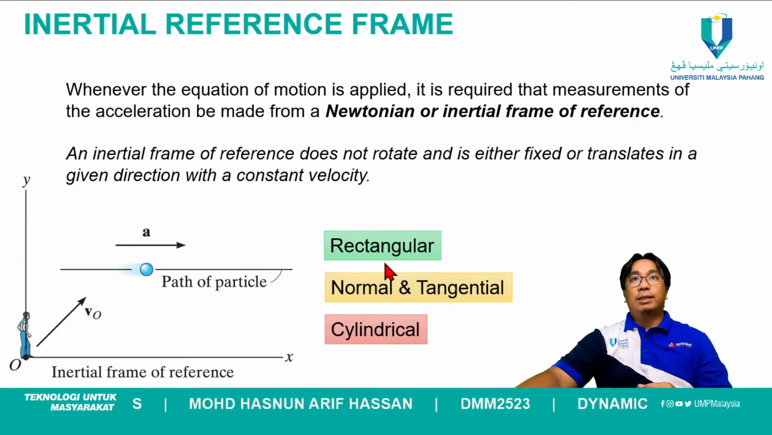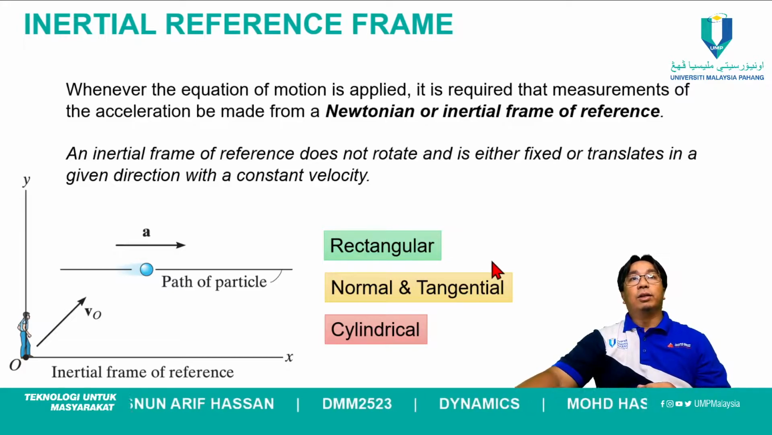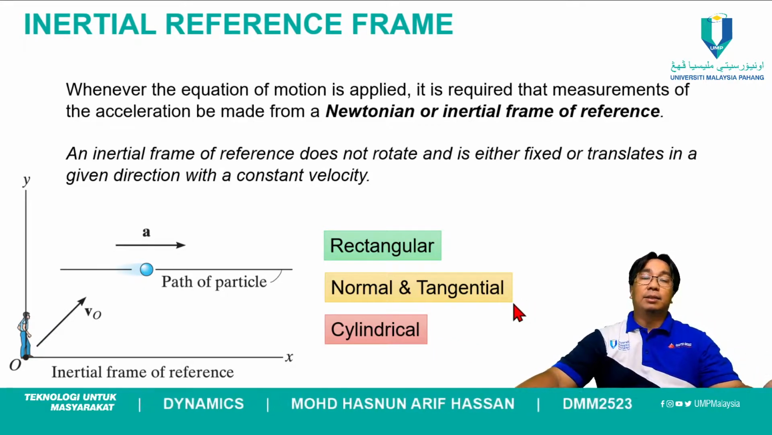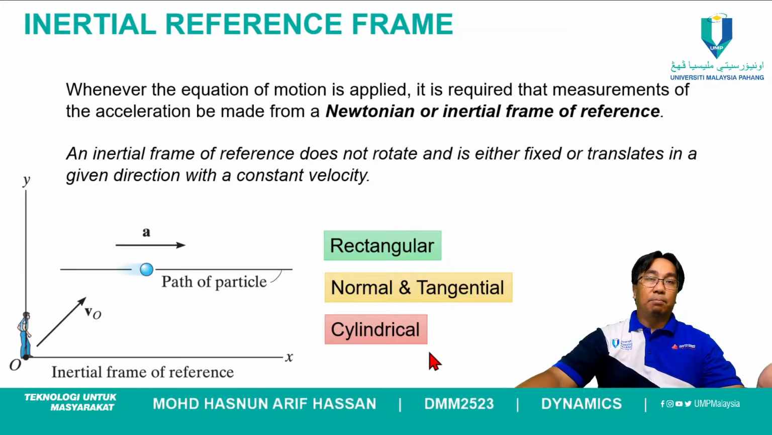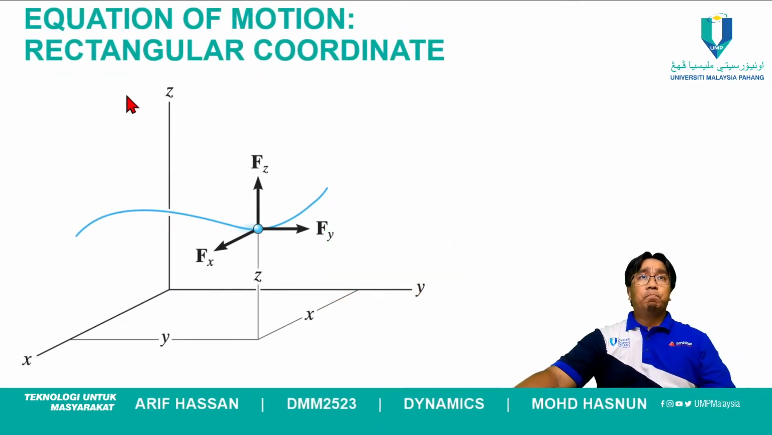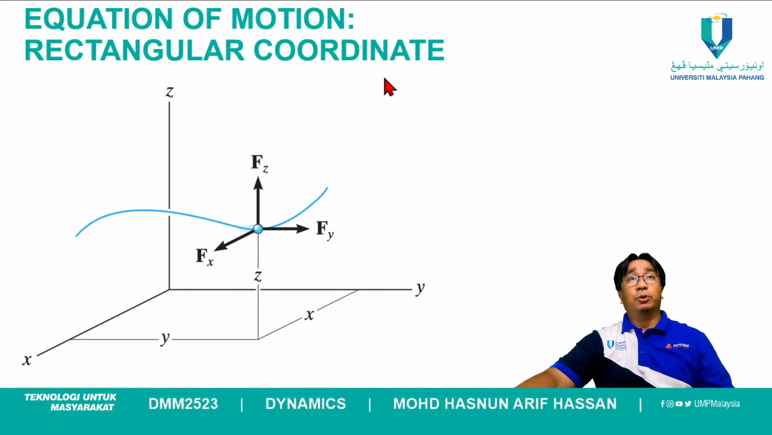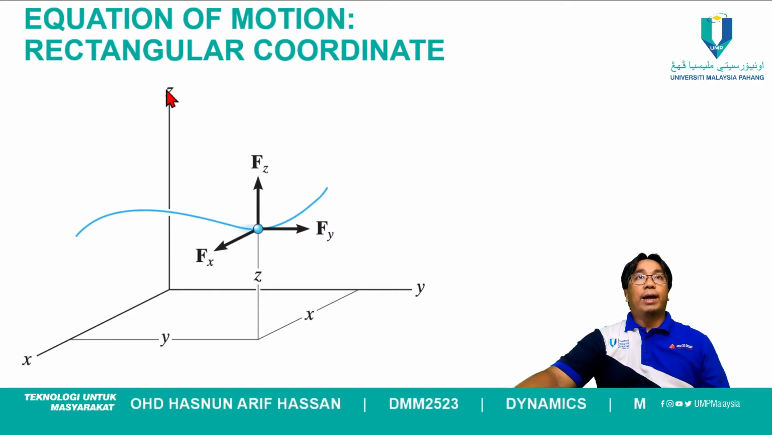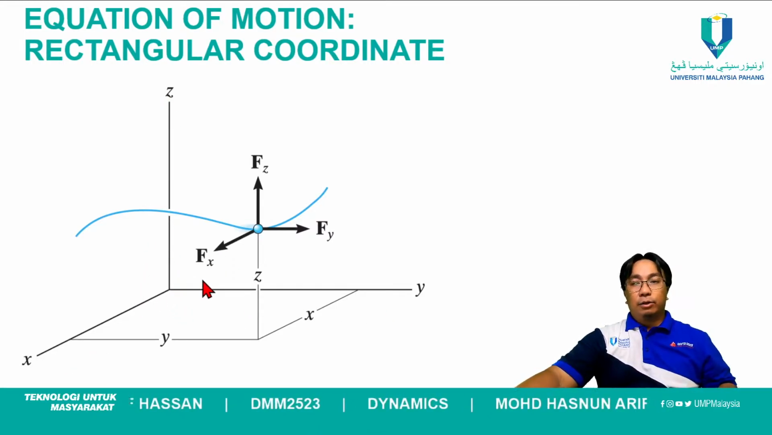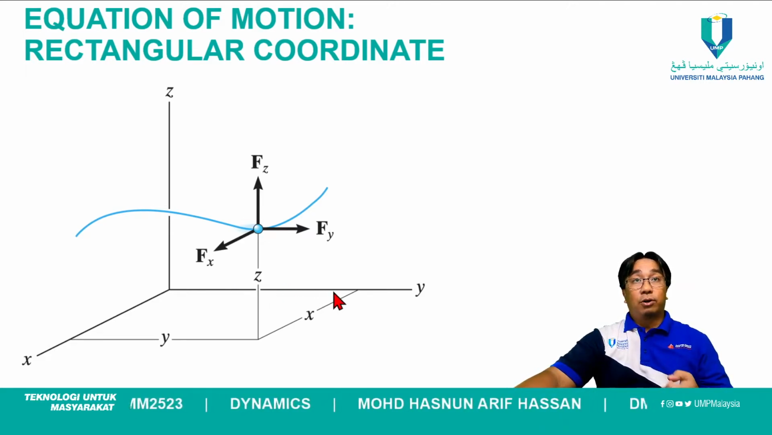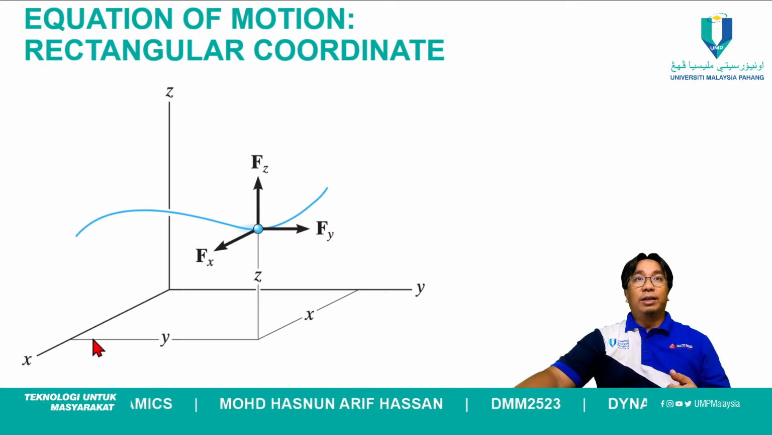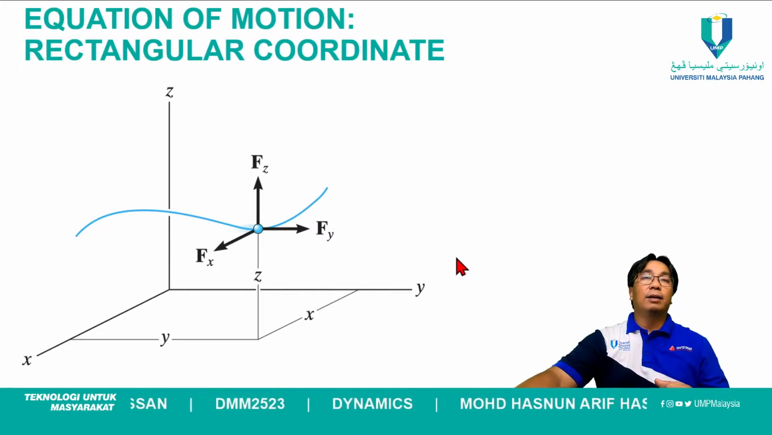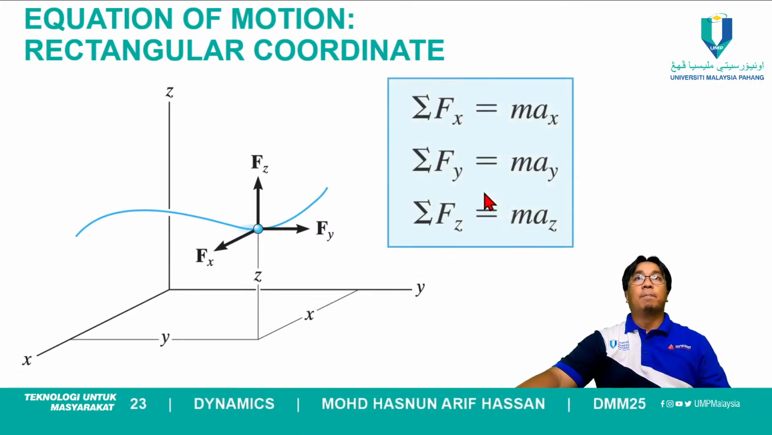Okay, so for today's lesson, we are going to focus on the rectangular coordinate system. In the next class, we will learn about normal and tangential, and then finally we will discuss the cylindrical coordinate system. The equation of motion based on rectangular coordinates is basically the x, y, and z axes. But normally in this dynamics course, we are only interested in two-dimensional problems, so we will only have the X and Y axes. We don't have the Z axis.